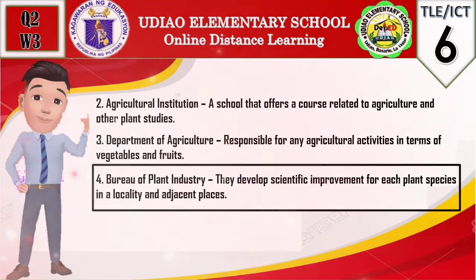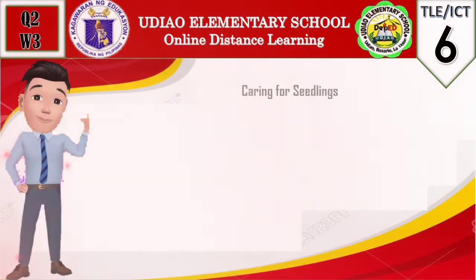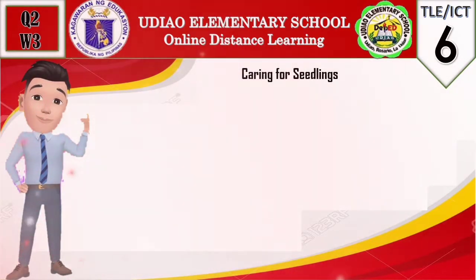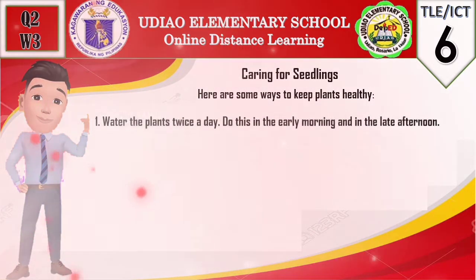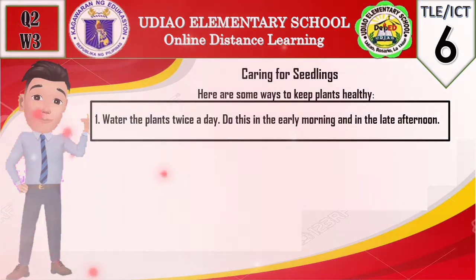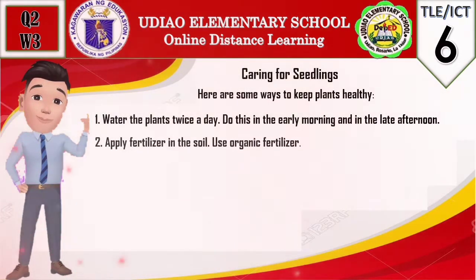Number 4, Bureau of Plant Industry. They develop scientific improvement for each plant species in a locality and adjacent places. And here, how to take care of seedlings. Here are some ways to keep plants healthy. Number 1, water the plants twice a day. Do this in the early morning and in the late afternoon.